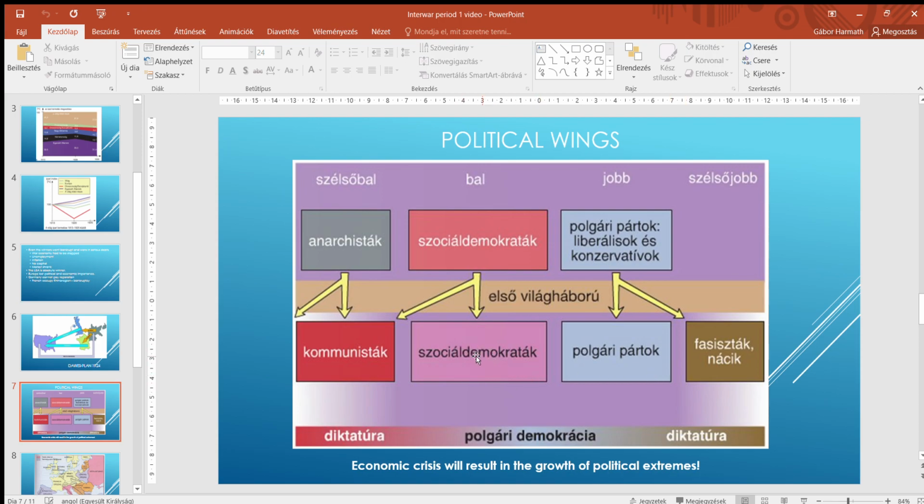There were still social democrats, there were still civilian parties, but they had no real supporters. The extremes became more and more important.